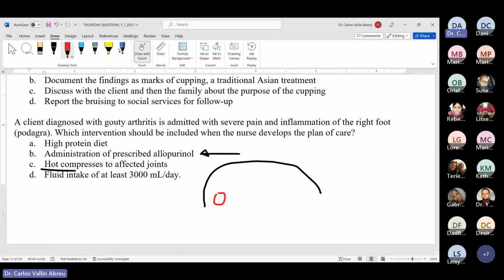Allopurinol has been demonstrated by evidence to make the arthritis worse. The logic says, okay, the arthritis, the podagra, is a consequence of too much uric acid. So if I give a medication that lowers uric acid, the arthritis should improve. Okay, what happened when they started giving allopurinol to clients with podagra? They got worse.